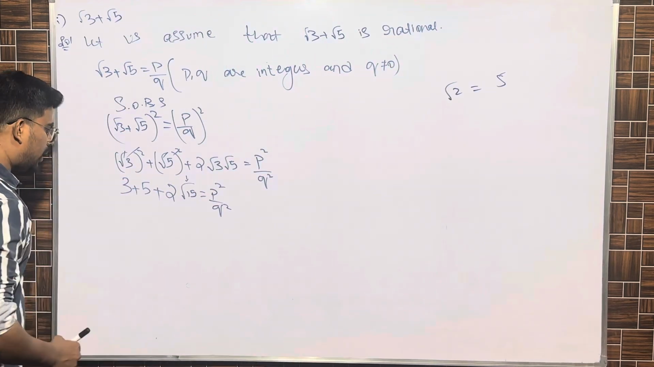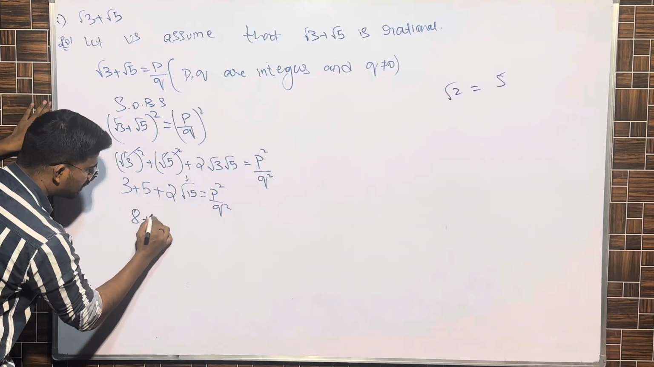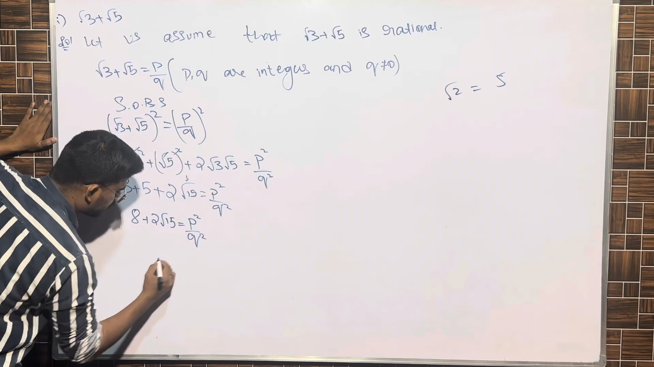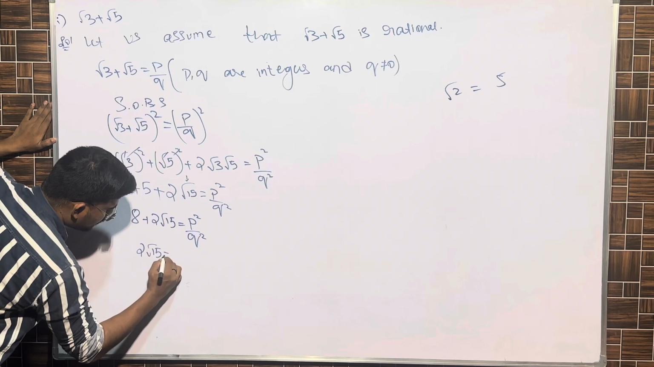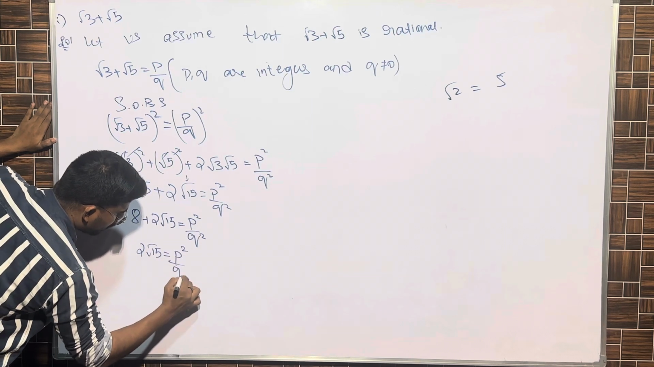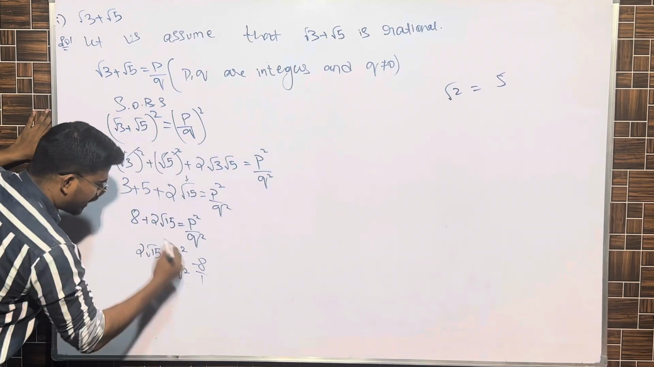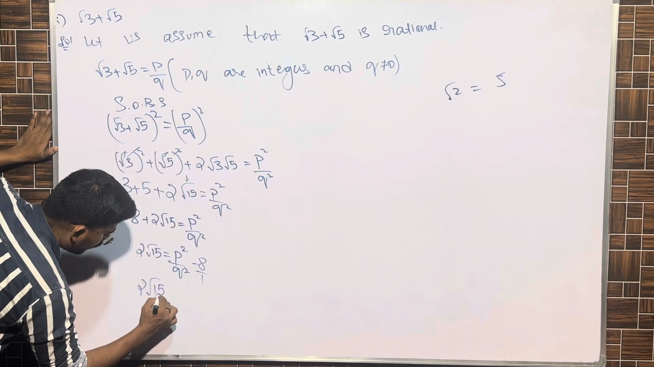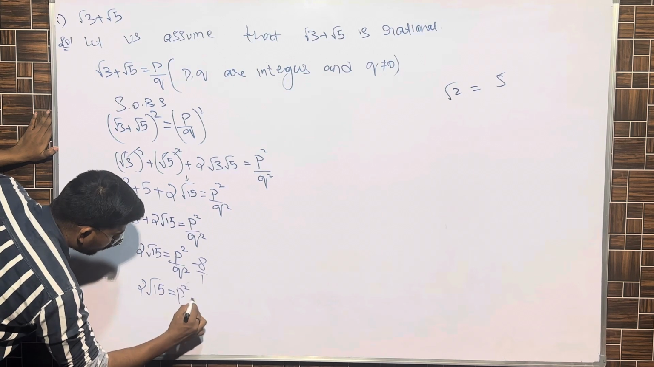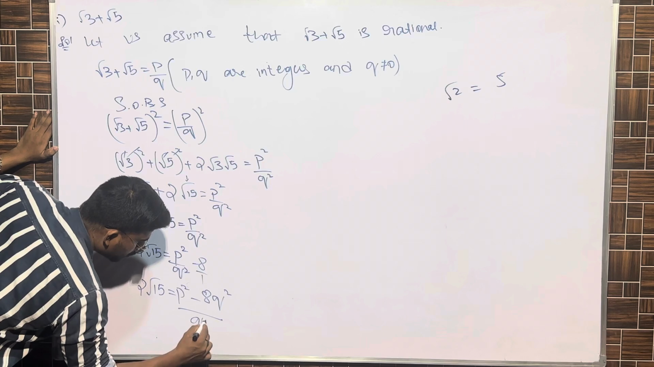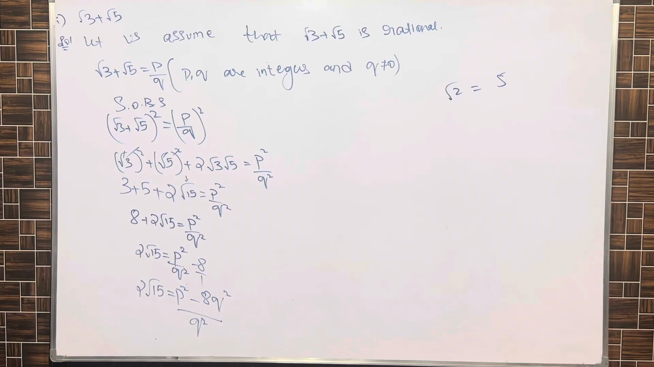Chalo. 3 plus 5 is 8, plus 2 root 15 is equal to p square by q square. 2 root 15 is equal to p square by q square minus 8. By 1, I'll take and do a cross multiplication. 2 root 15 is equal to p square into 1, p square minus 8 into q square, 8q square by q square into 1, q square. I hope you know how to solve two fractions.